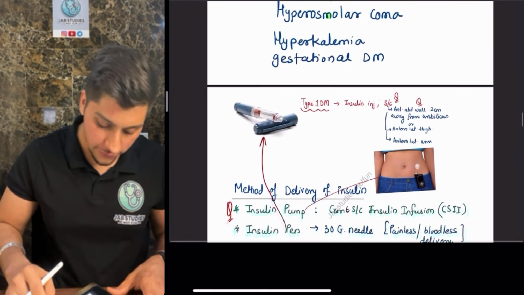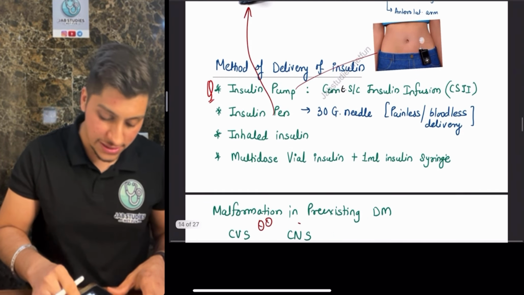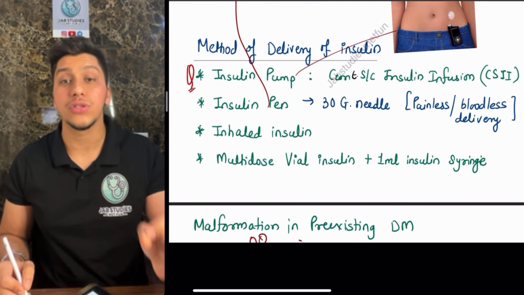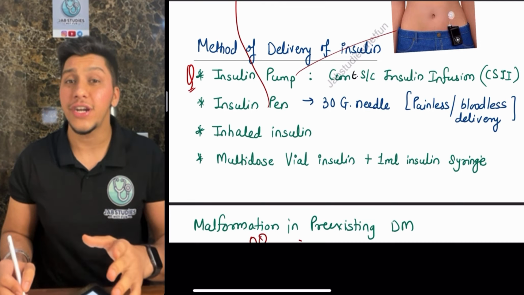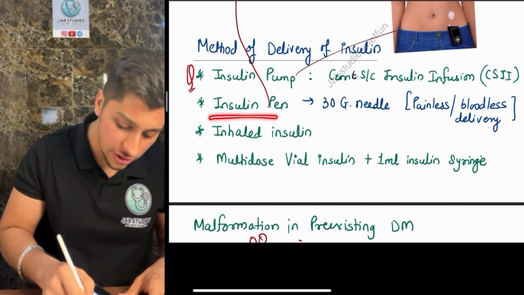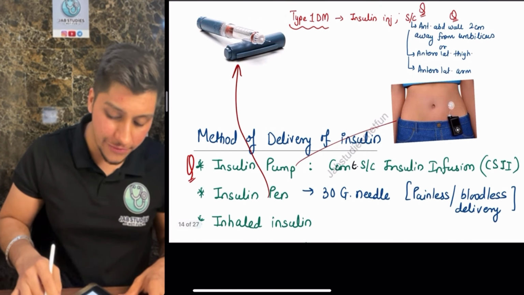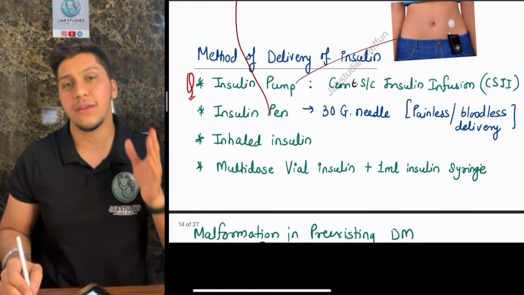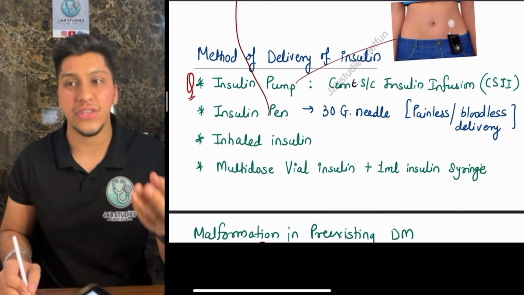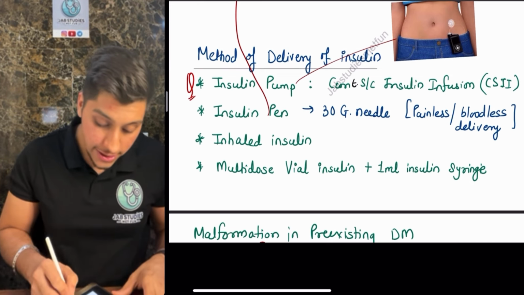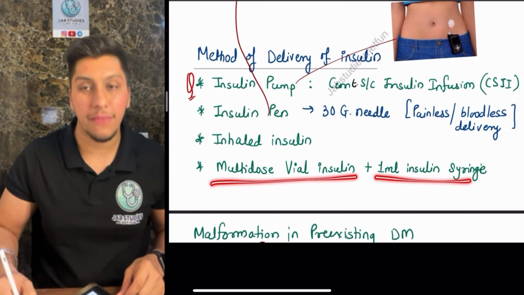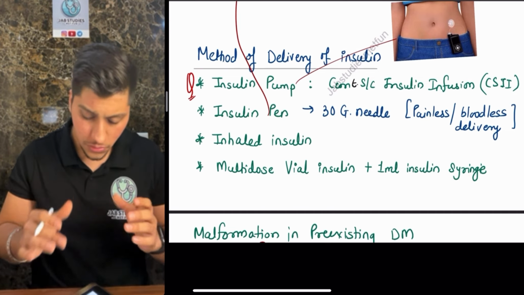Now, how can you give insulin? There are multiple methods, such as the insulin pump. This example is an insulin pump, which is a continuous subcutaneous insulin pump. Whenever it detects hyperglycemia, it will automatically give insulin. You have an insulin pen over here. See, this insulin pen needle is very, very fine. Remember, as the gauge increases, the needle gets finer, so it will be painless and almost bloodless as well. Then inhaled insulin, Afrezza, and multi-dose vial insulin with a 1 ml syringe, which people normally use. So we're done with insulin.